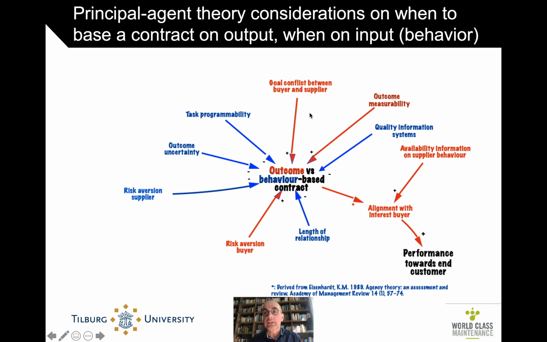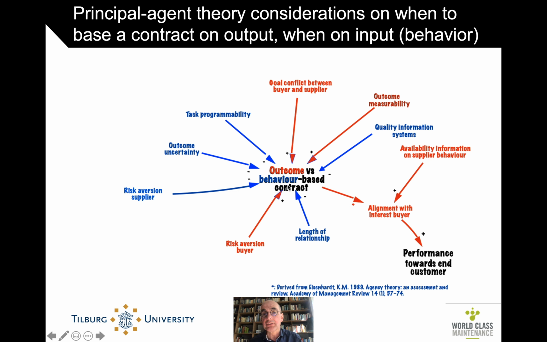If you disagree quite clearly, if there are different goals, then the buyer will only say yes if the outcome is quite clearly specified. But of course, if the outcome is very uncertain, then the supplier will not be so happy with an outcome-based contract, because he may be spending lots of time and effort on it, but still no guarantee that there will be good financial compensation. Task programmability, so the degree to which you know beforehand what you should do. On the other hand, the risk aversion of the supplier. If the supplier really is risk averse, then they will not go into an outcome-based contract, simply because they want to get paid for their work.